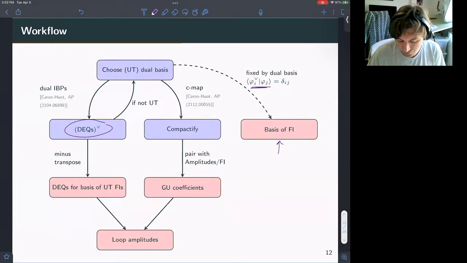So you need to make sure that whatever dual form we're writing down has the right compact support. And once we do that, then we compare one of our dual forms with any Feynman integral in the intersection pairing, and we get out a generalized unitarity coefficient. And then, of course, we compare these two guys here to reconstruct loop amplitudes. Okay, so this is a good time to stop and ask if anybody has any questions.